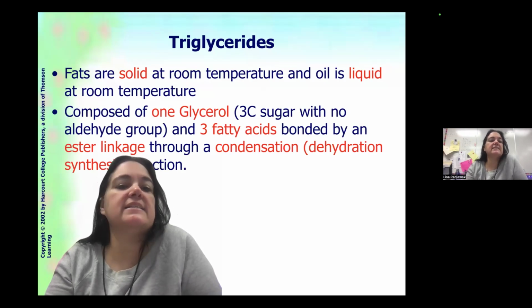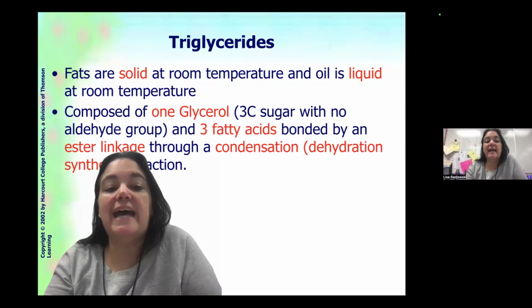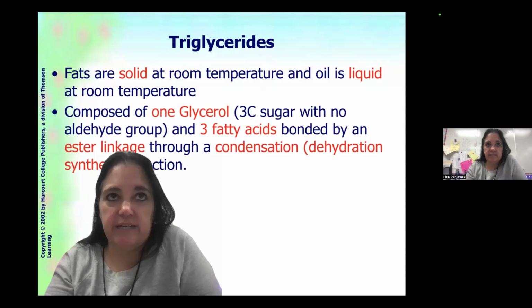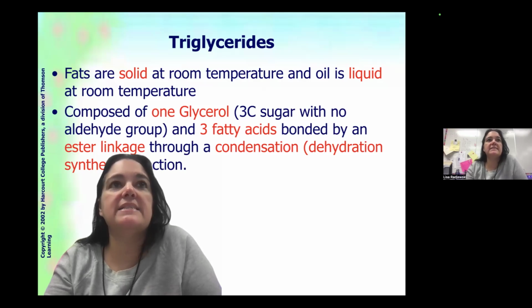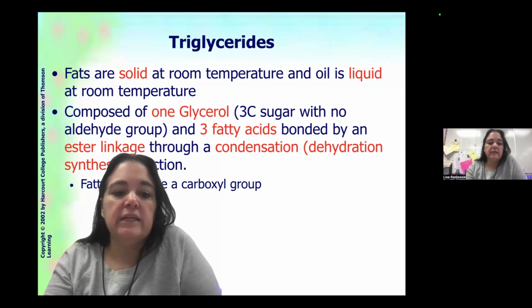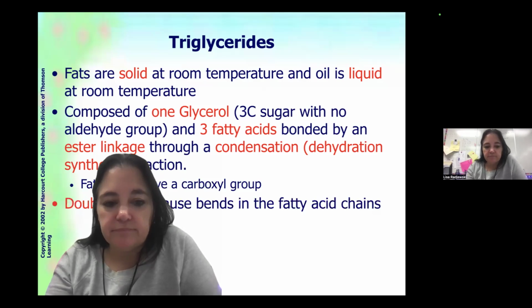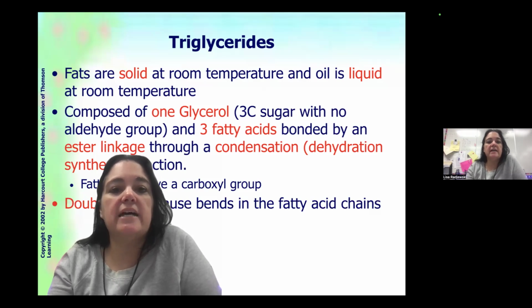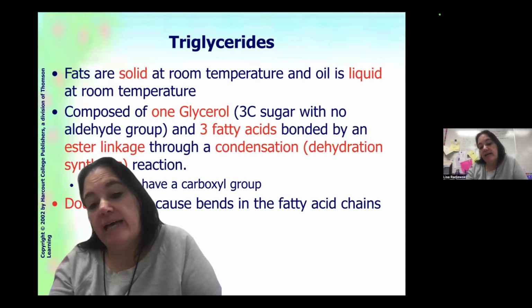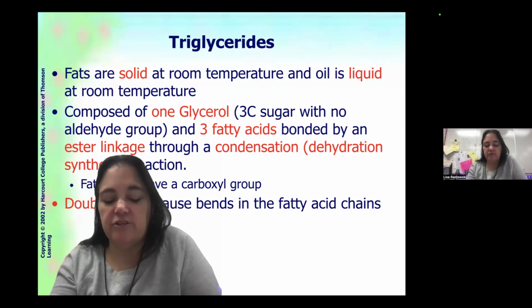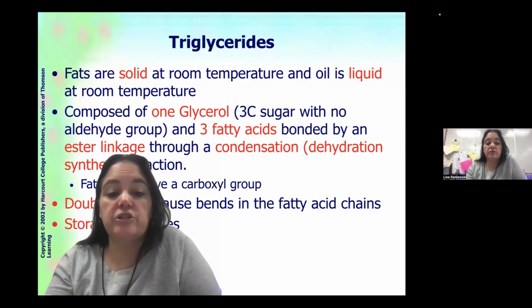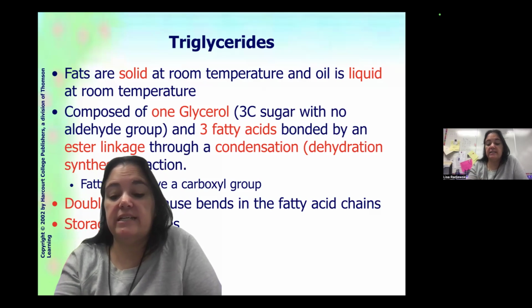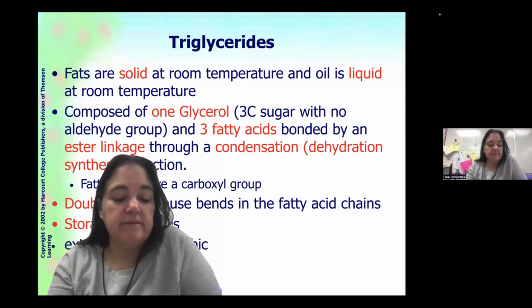These 3 fatty acids in this glycerol are bonded by a bond called an ester linkage. And it is bonded by a condensation or dehydration synthesis reaction, which means every time it bonds, we need to remove a water molecule. Fatty acids have a carboxyl group, so you should be able to recognize that. And some triglycerides have double bonds in their structure. And when they do have a double bond, it causes a bend in the fatty acid chain. So I'll show you that in a minute. They are storage molecules. So that means it stores that energy in its molecules. It is extremely hydrophobic. It does not like water.